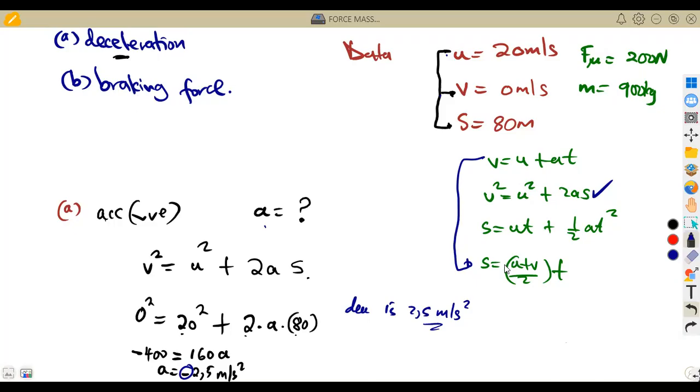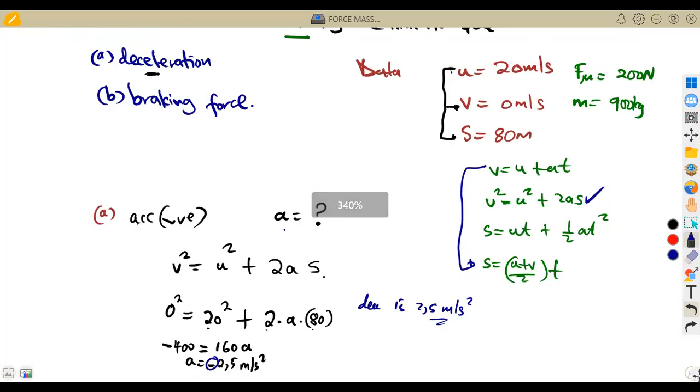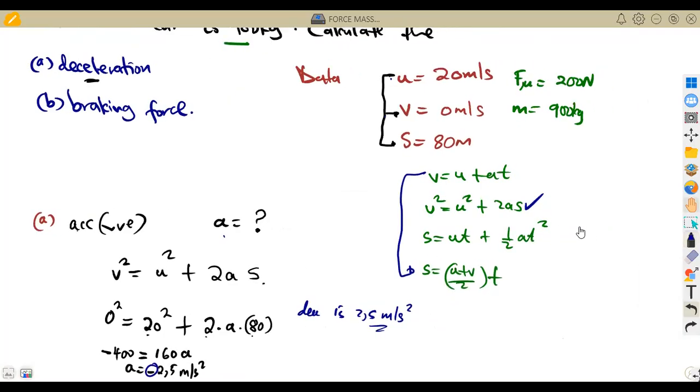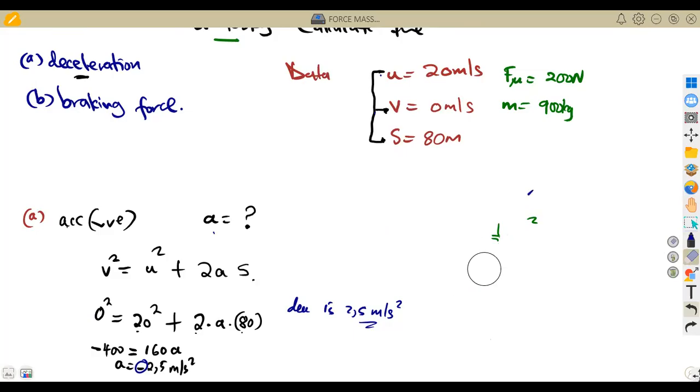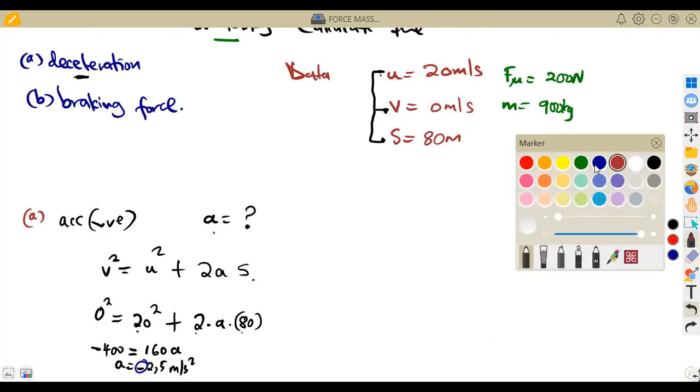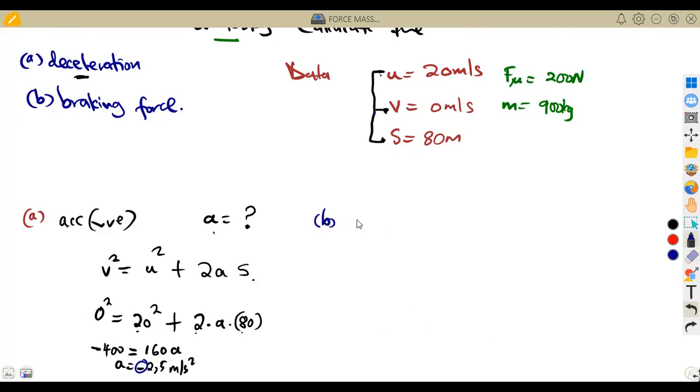Are we together there? Then the question that follows this one is now asking us to calculate the braking force. The braking force. Where are we going to have the braking force? What can we do now to calculate the braking force? Which idea can we consider in this case to have the braking force?